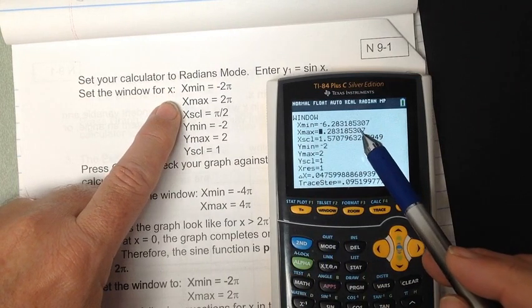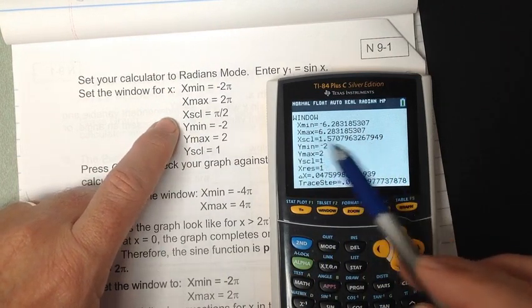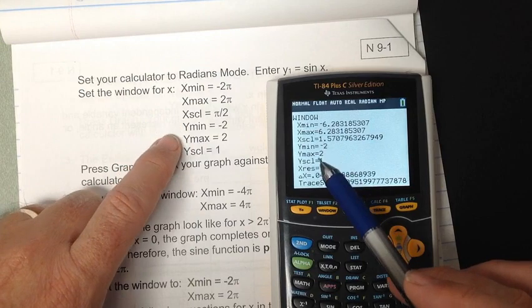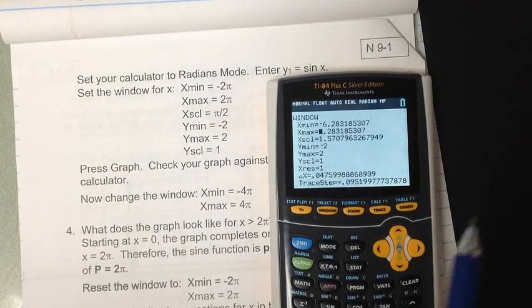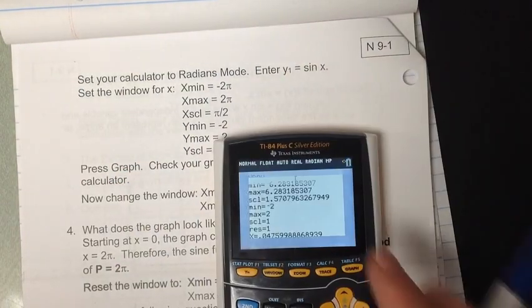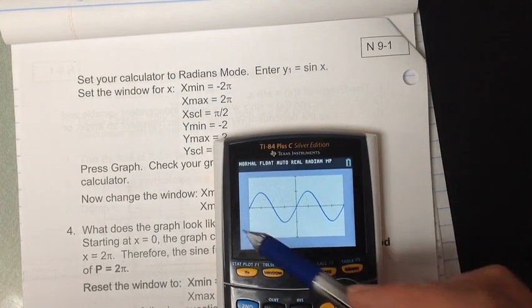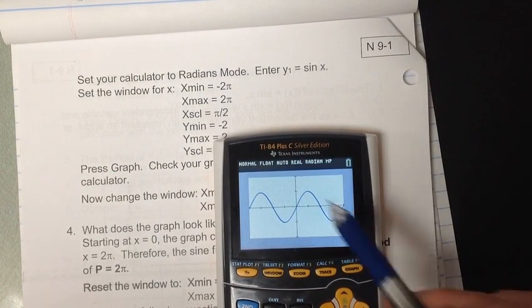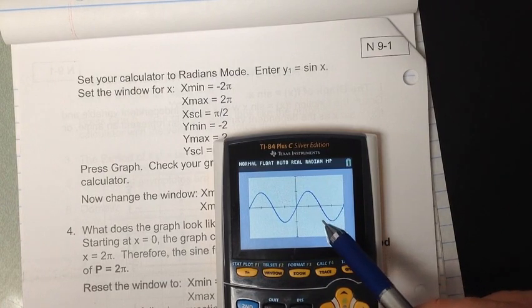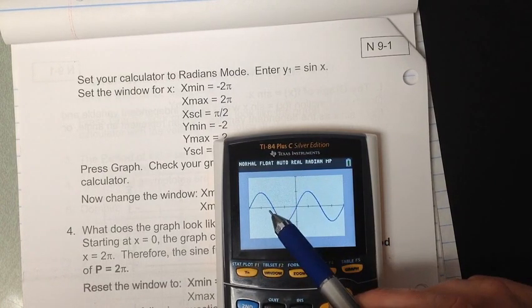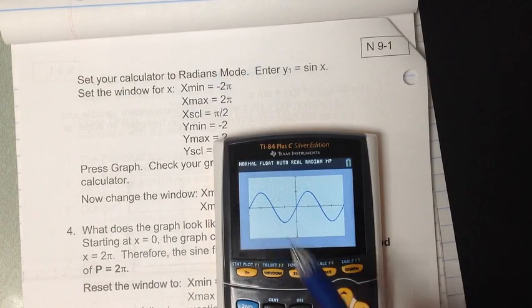This is positive 2 pi for x max, pi/2 for x scale, negative 2, positive 2, and then 1 for my y scale. All right, I'm going to press graph. And so this is my sine function. This is the graph of my sine function. This is 0, 0. And then pi, and then 2 pi. To the left, I've got negative pi, negative 2 pi.